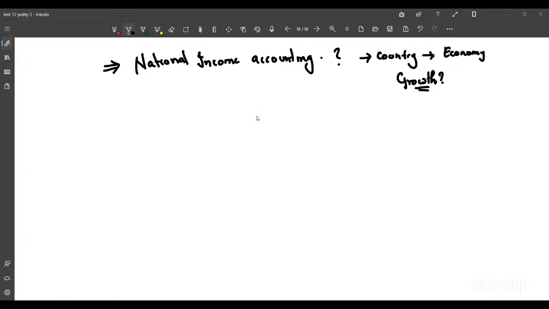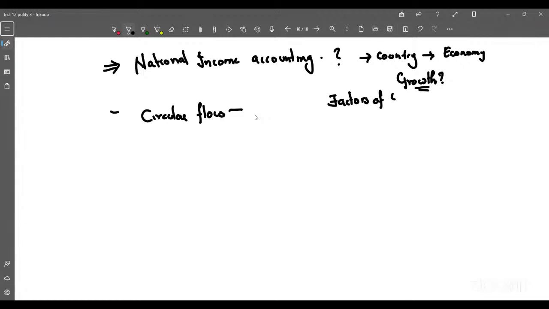So before getting into the different forms of national income, we have to understand certain basic aspects. We call that the circular flow of the economy. Based on this particular flow only, we calculate the national income. You're getting the point? So, what are the factors of income and production?